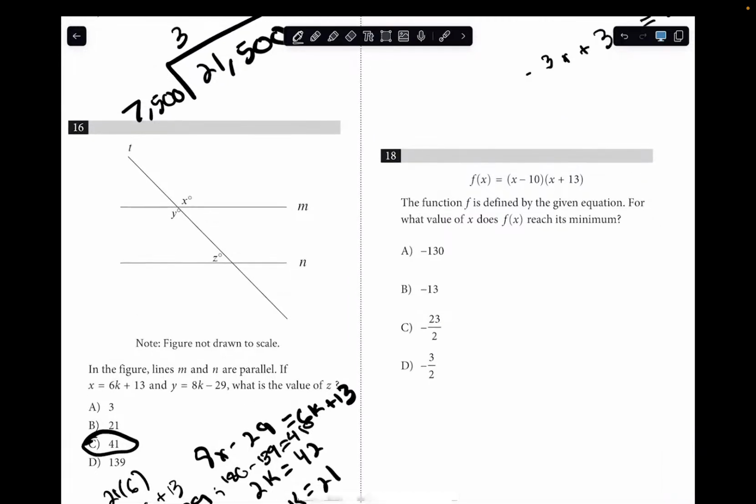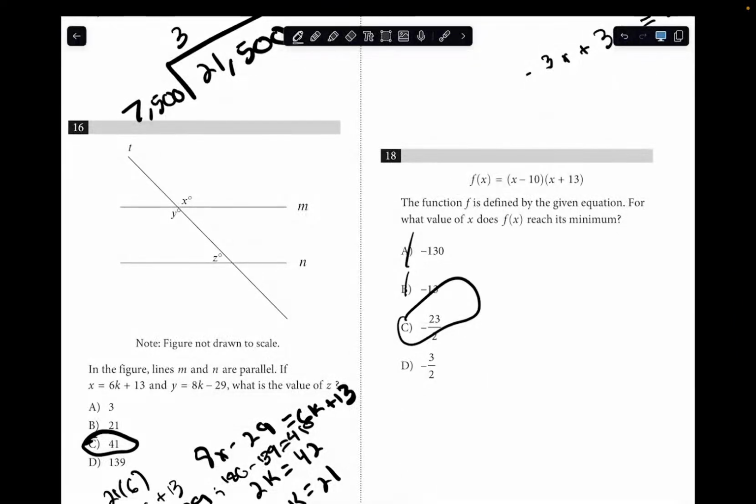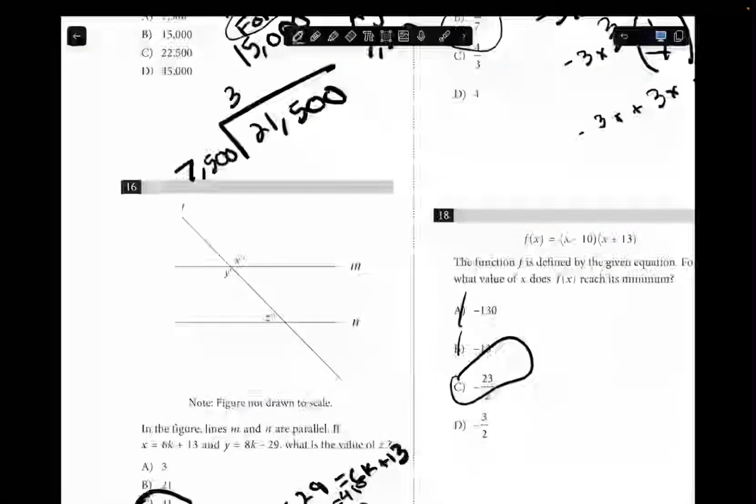The function f is defined by the given equation. For what value of x does f of x reach its maximum? I have a feeling this is going to be another one of these. Yeah, I'm going to plug it in for this one. Definitely not. I'm going to guess it's not that. Which one was it? I had C, -3. Yeah, more plugging, but I could be wrong. Let's see. They said D.